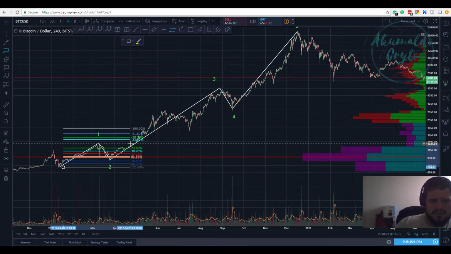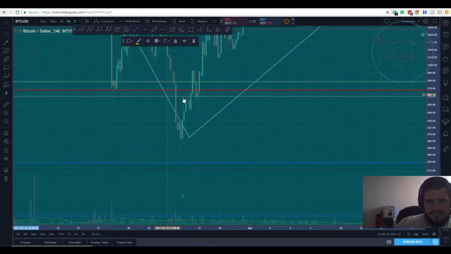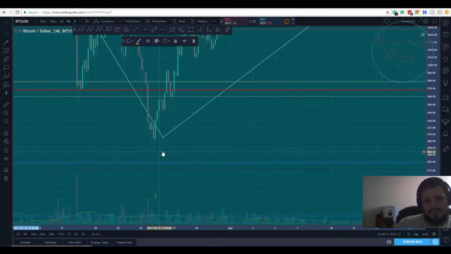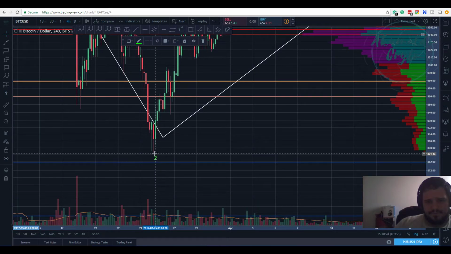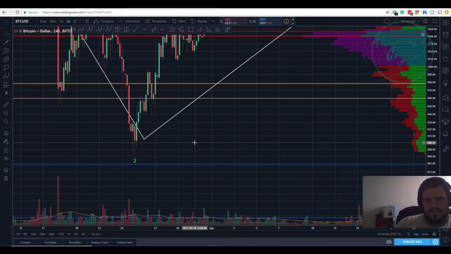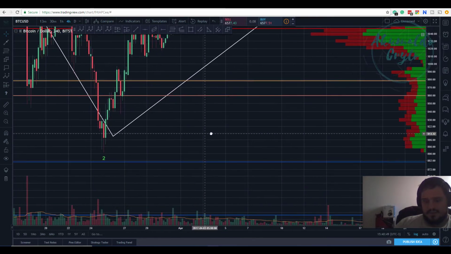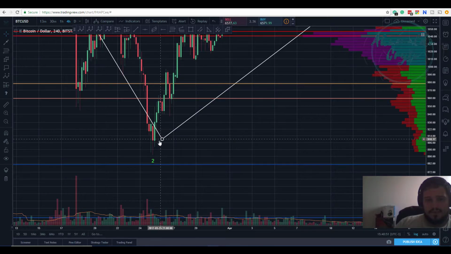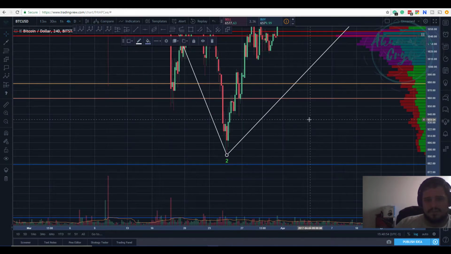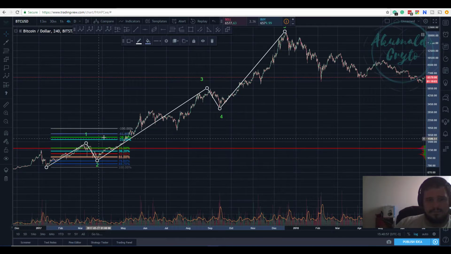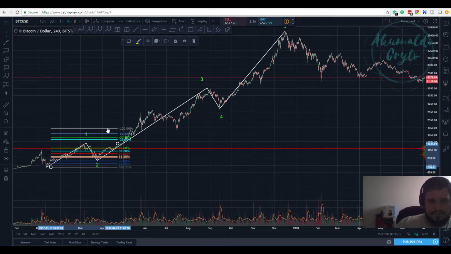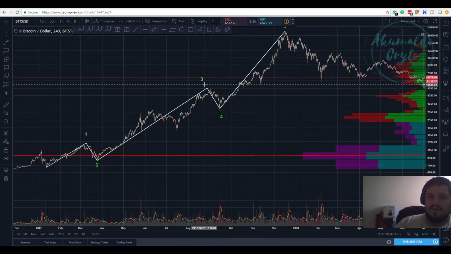textbook. Oh no, I am wrong. See, right there, it pierced through the golden zone. See, here we have our wave 2, and it has almost touched the 68.6%. Nice. Okay, this is our wave 2. It's a textbook. Then we have our wave 3. Wave 3, as I said, is the longest, okay?